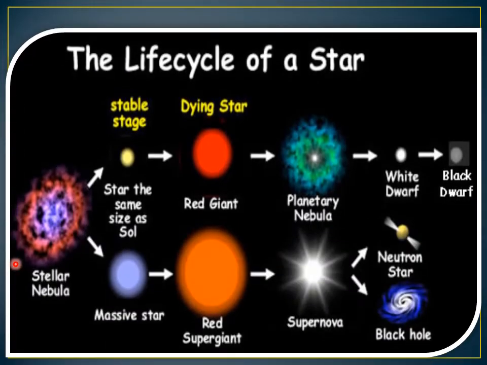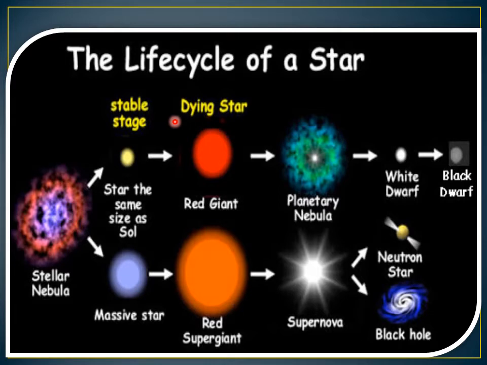Let's talk about the life cycle of a star. All stars begin as a stellar nebula. For average stars, it will turn to be a stable star such as the Sun. Its hydrogen gas is being fused together to form helium, emitting heat and light. Eventually, all the hydrogen core is used up, and at this point, it begins burning helium in the outer layer. Due to this, the star expands, and is called a red giant.